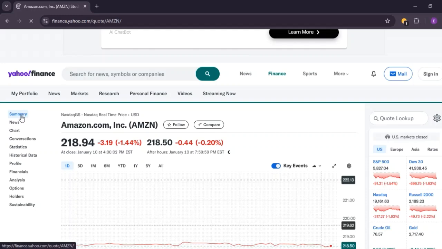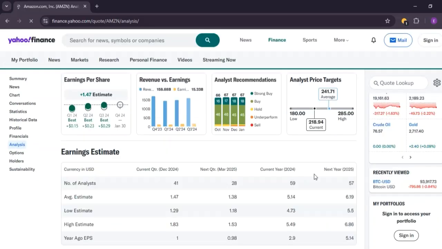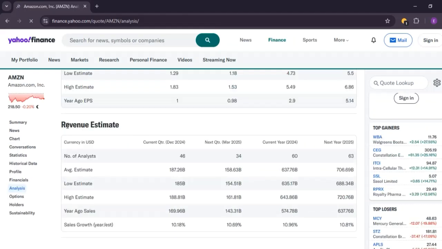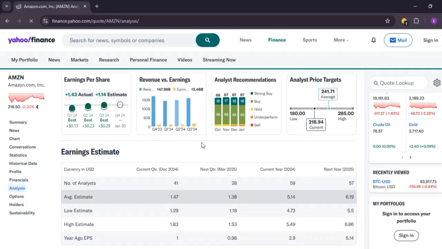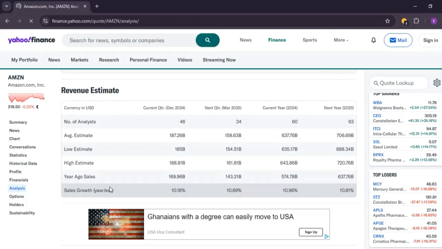Then you come to the list on the left hand side and select analysis. That is going to open some research analysis that has been made by Wall Street analysts. As you can see, this is research analysis: earnings per share, revenue versus earnings. We have earnings estimates, we have revenue estimates. That is the second table here. When you come to the second table, you see revenue estimates. Now we have sales growth, year/estimate.